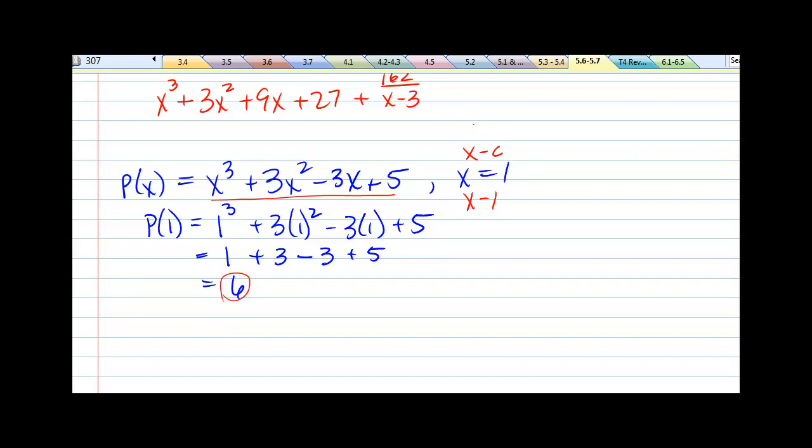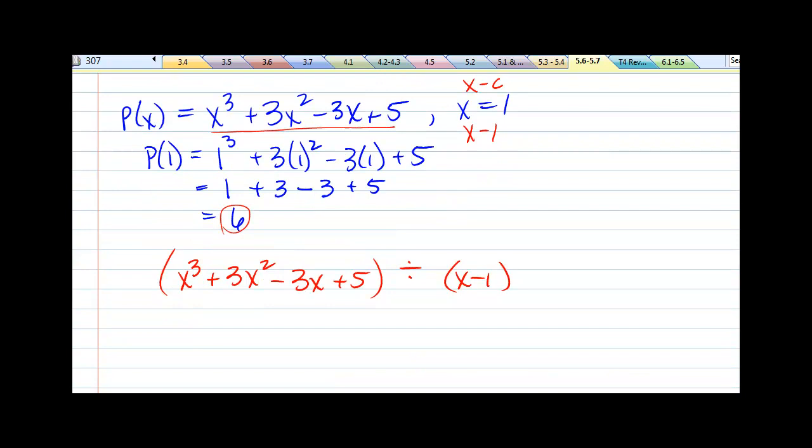So for the purposes of your homework, I'm going to show you how to do that. You can come back and you can think about this a lot harder when you get to college algebra. So let's use synthetic division, and let us take x cubed plus 3x squared minus 3x plus 5 and divide it by x minus 1.